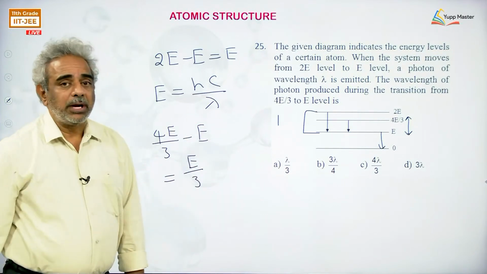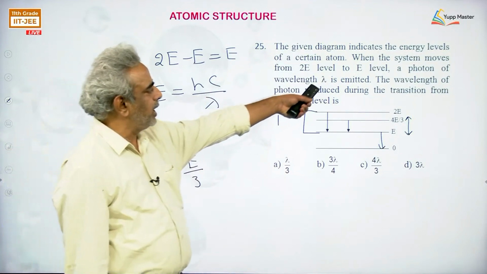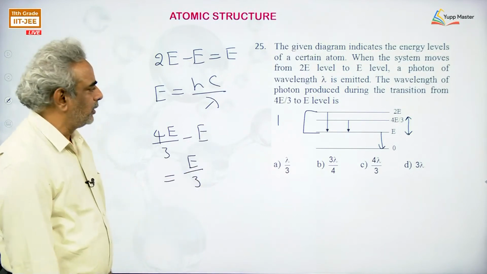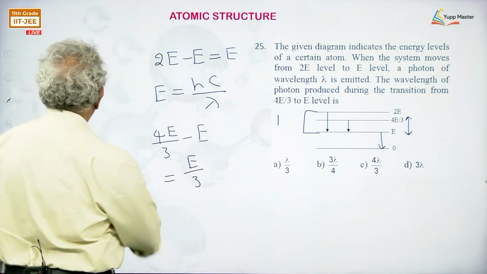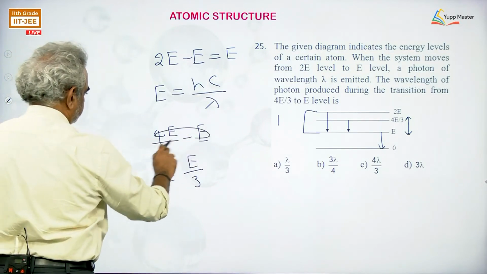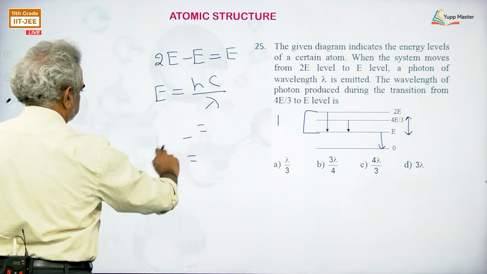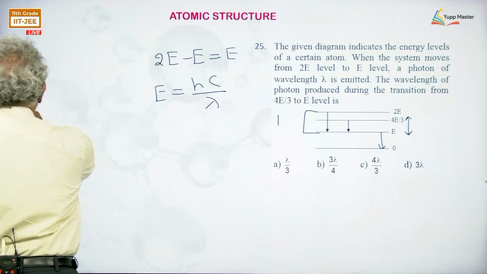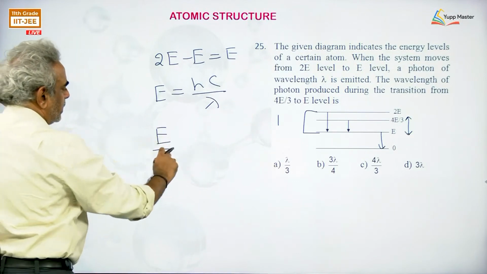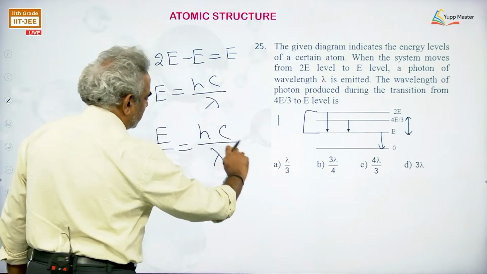And this will have a different lambda. We know E is equal to hc by lambda, because lambda is the wavelength that corresponds to E. What is the wavelength that corresponds to E by 3? So, what will it be? Let us work out E by 3. So, E by 3 is the energy gap, equal to hc by some lambda x.